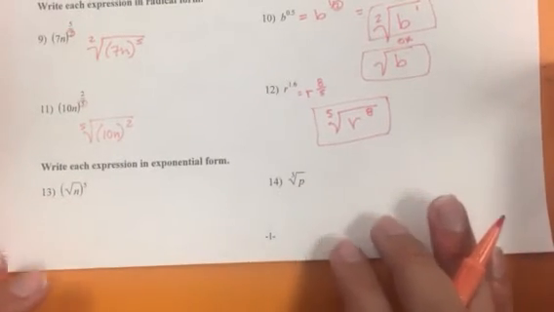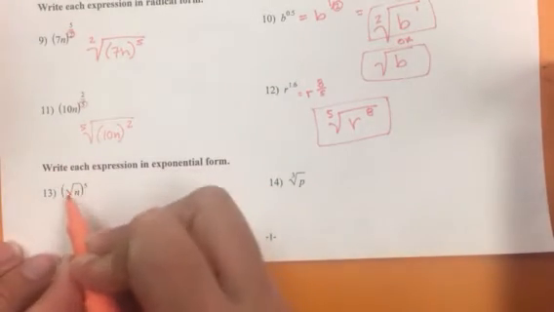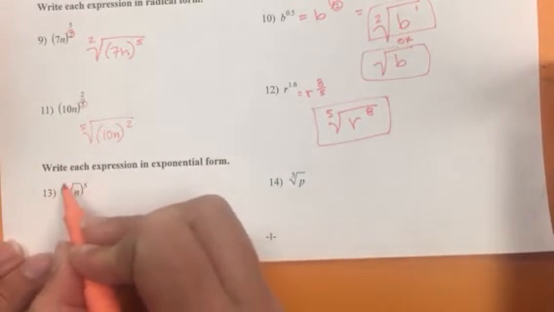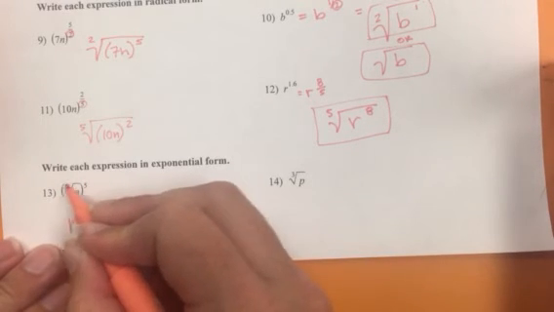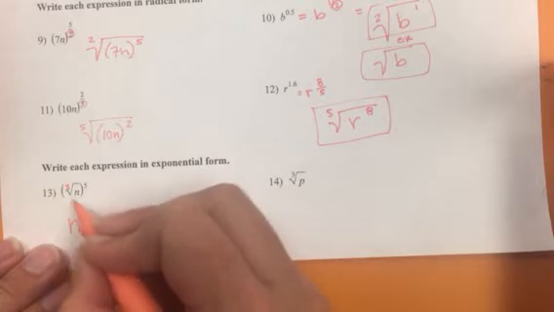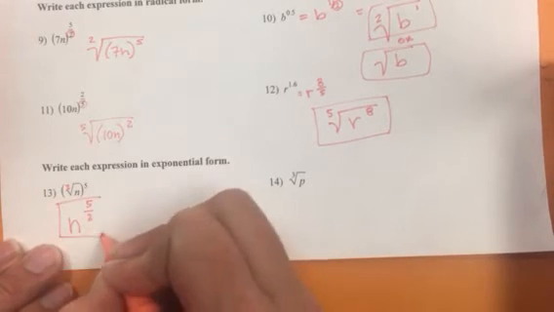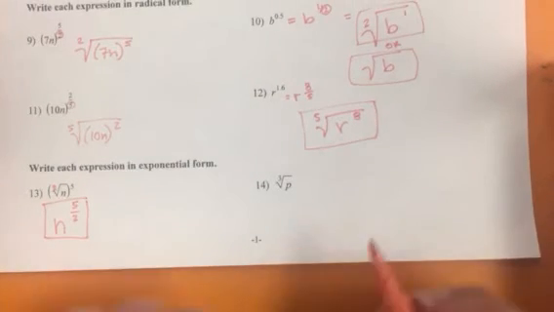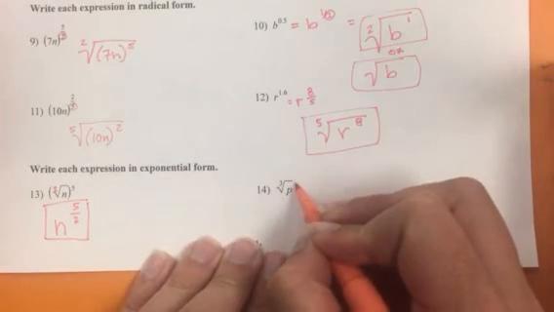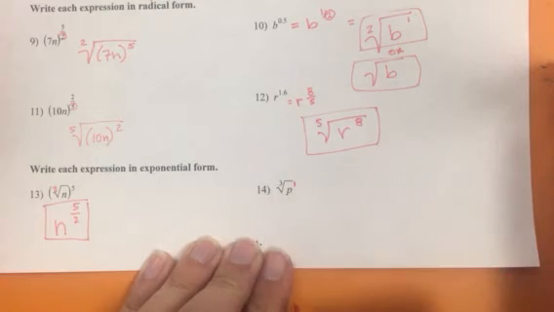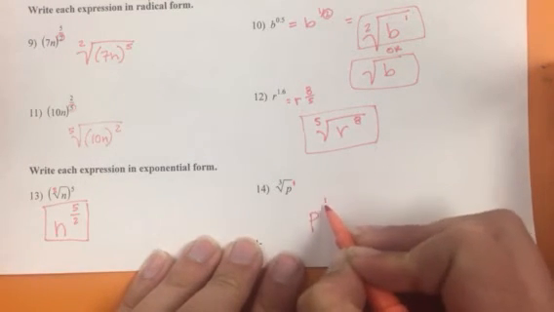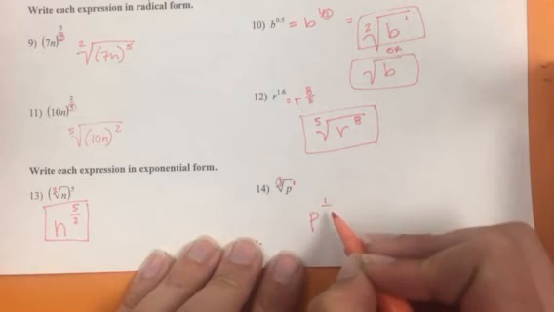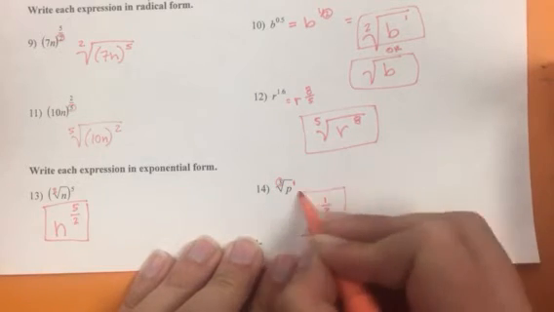Now we want to write the expression in exponential form. So when I have a root with no number, there's really a 2 there. So I have n, 2 goes in the denominator because it's the root, 5 is the power, on top. My power here, when my power doesn't have anything, there's really a 1. So I have p to the power of 1, and the root goes on the denominator.